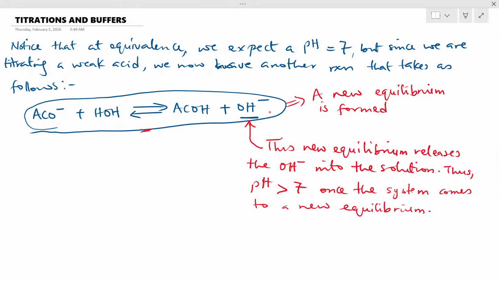So at this new equilibrium, the acetate, still floating around in solution, will react with water to form back your acetic acid and what? OH minus. This OH minus in solution is what gives that increase in the pH. So instead of the equivalence point being 7, it increases above 7.